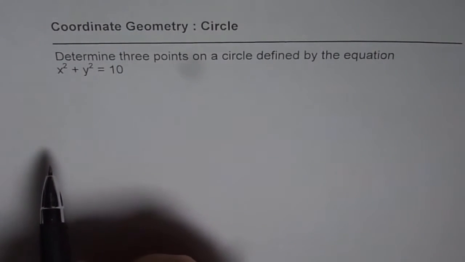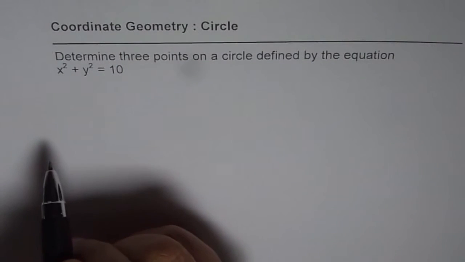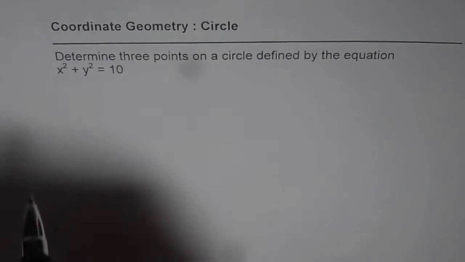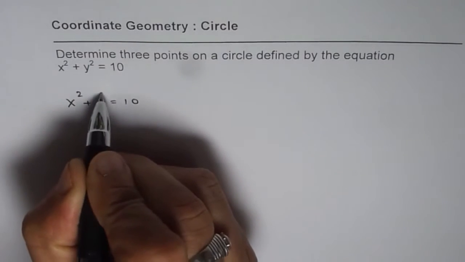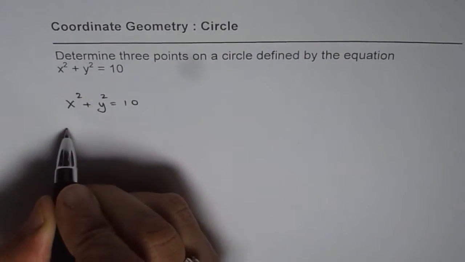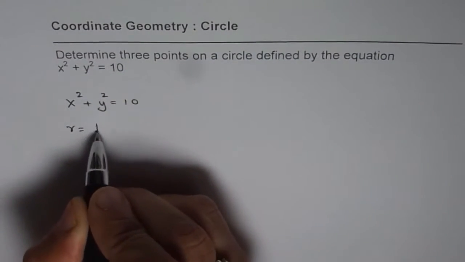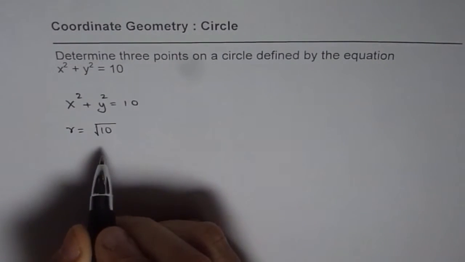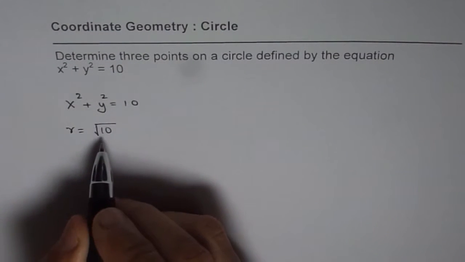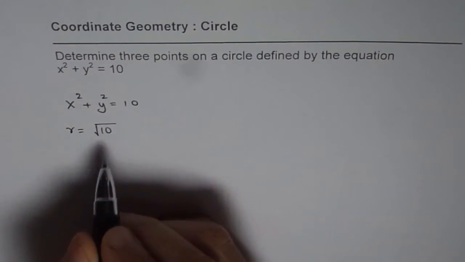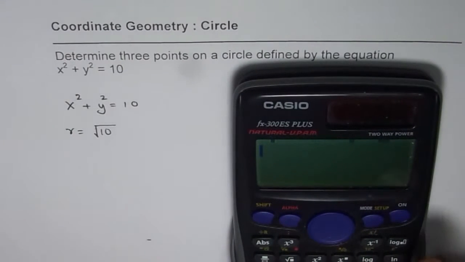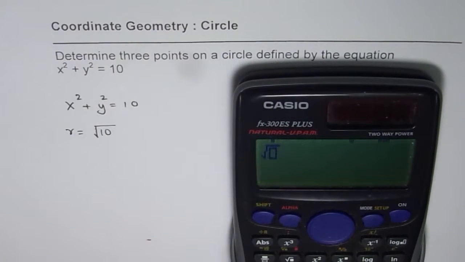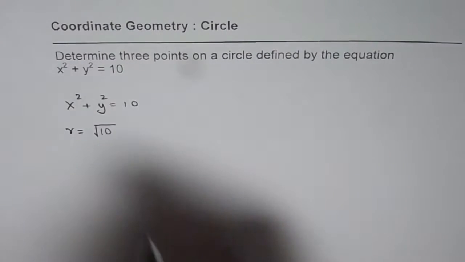Now what points of x should you assume? That is also a very interesting part. When you have an equation like x squared plus y squared equals 10, it really means that the radius is square root of 10, right? So the points which you select for x and y should be within square root of 10. So what is square root of 10? It is around 3 point something. 3 square is 9, so square root of 10 is the decimal value 3.16.